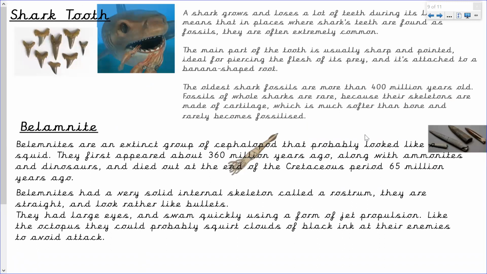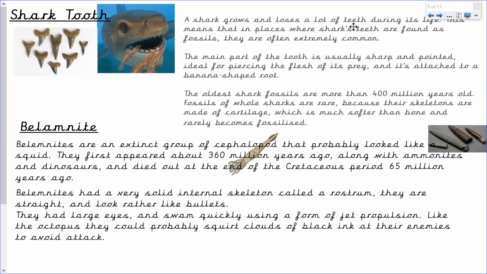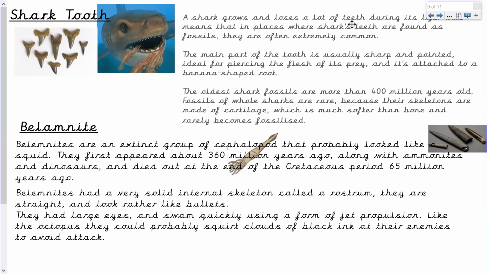Remember, have a good look at it and discuss what it looks like, what you think it might have been. Shark tooth. A shark grows and loses a lot of teeth during its lifetime. This means that in places where sharks' teeth are found as fossils, they are often extremely common. The main part of the tooth is usually sharp and pointed, ideal for piercing the flesh of its prey, and is attached to a banana-shaped root. The oldest shark fossils are more than 400 million years old.